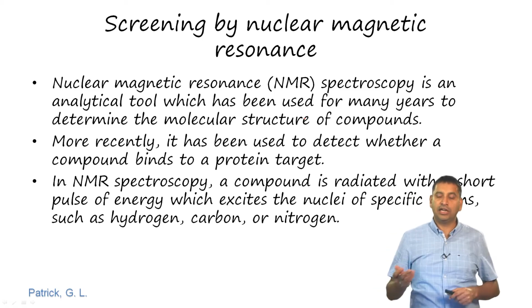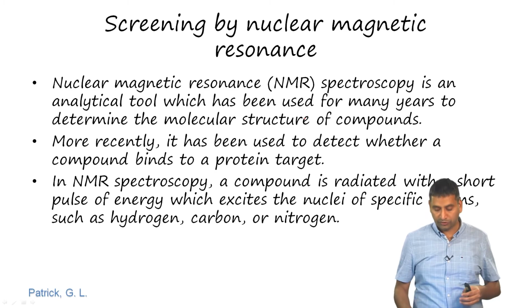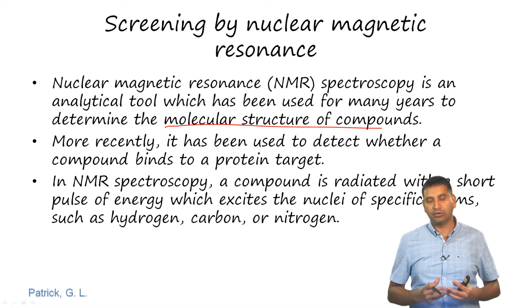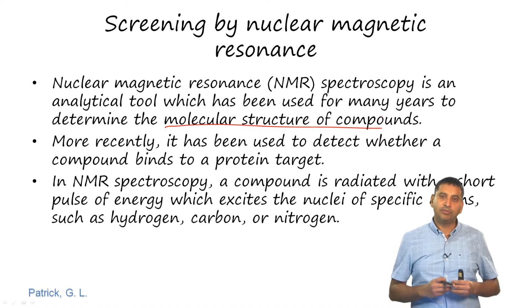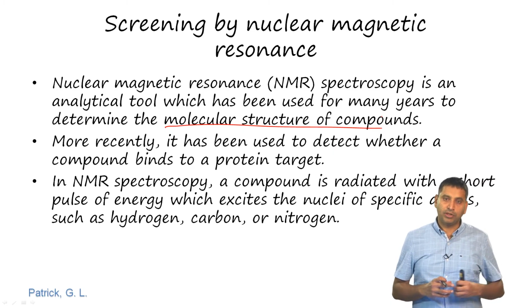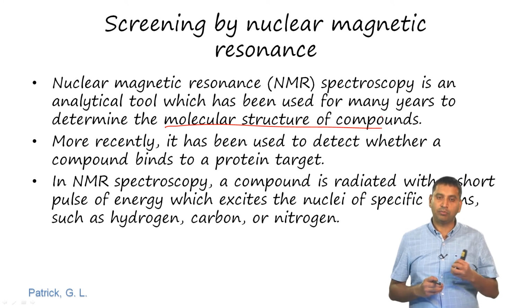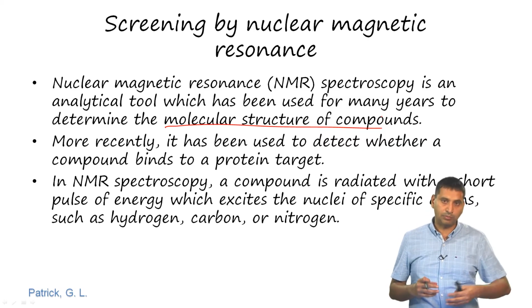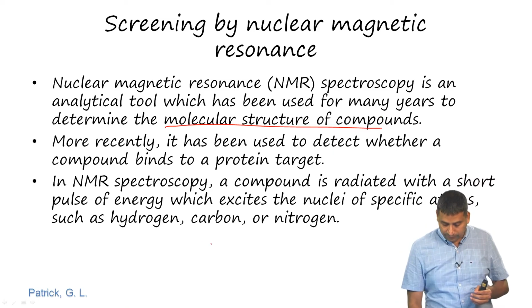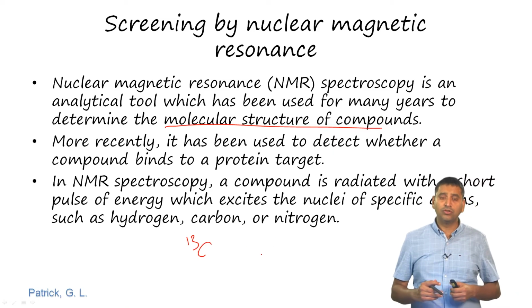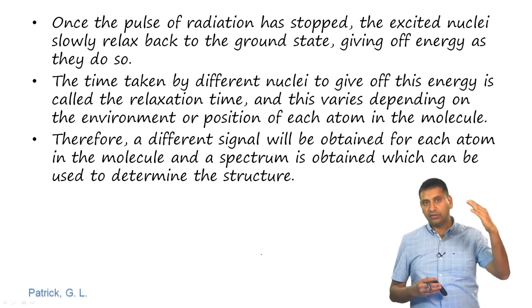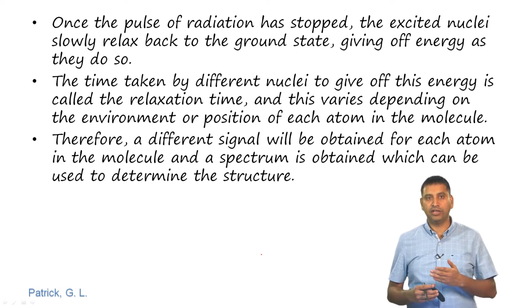So, NMR spectroscopy is an analytical tool which has been used to determine molecular structure of compounds. So, from the NMR spectrum, one can deduce the structure of a compound. More recently, it has been used to detect whether a compound binds to a protein target. Okay. So, in NMR spectroscopy, a compound is irradiated with a short pulse of energy. So, what this does is it excites the nucleus of specific atoms, for example, hydrogen or C13 or nitrogen. So, one of these nuclei is now excited, and once the irradiation has stopped, the excited nuclei slowly relax back to the ground state, giving off the energy as they do.